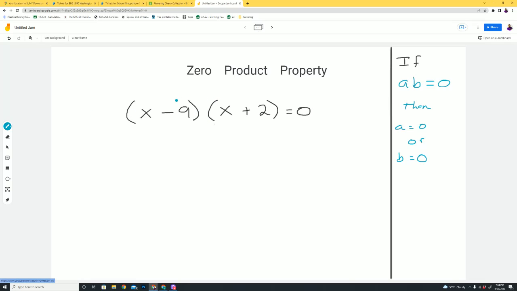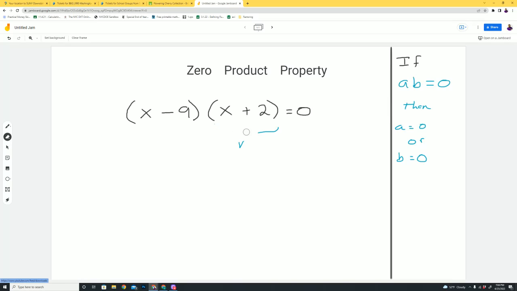This here is what we call the zero product property. The zero product property states if A times B equals 0, then A equals 0 or B equals 0. What this is saying is that either this factor here has to equal 0 or this factor here has to equal 0 in order for this statement to be true.